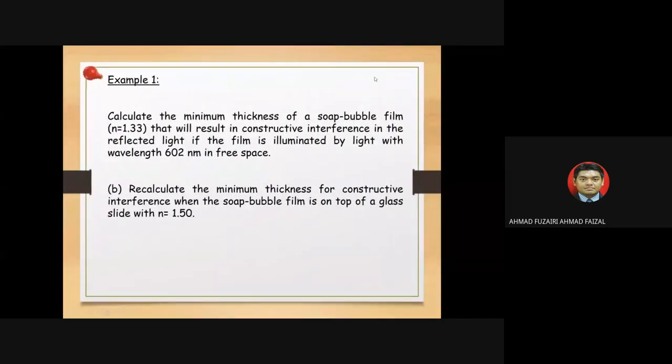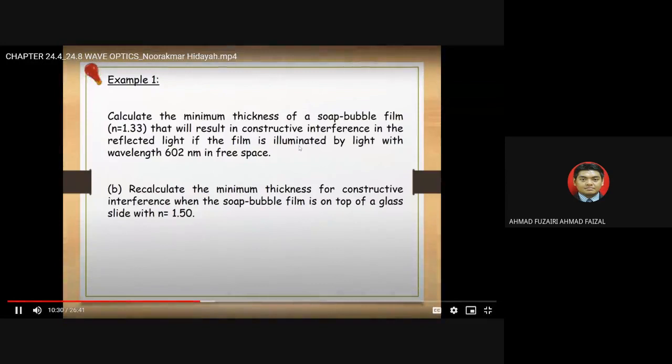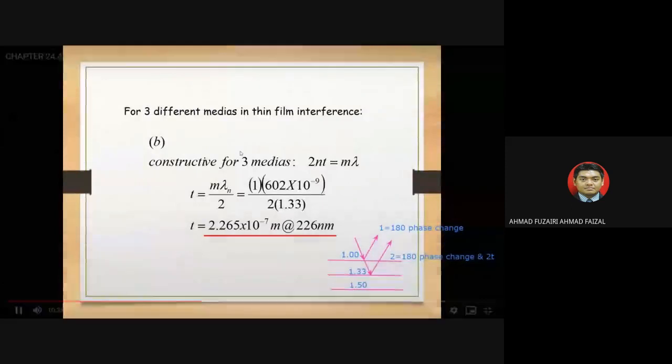Next question. We calculate the minimum thickness for constructive interference when the soap bubble film is on top of a glass slide with a refractive index of 1.5. If you read the question carefully, now your thin film is on top of a glass slide. So in total, we have 3 different medias. That is, we have air, soap bubble as our thin film, as well as glass. So this is the situation for question B. We are now dealing with 3 different medias.